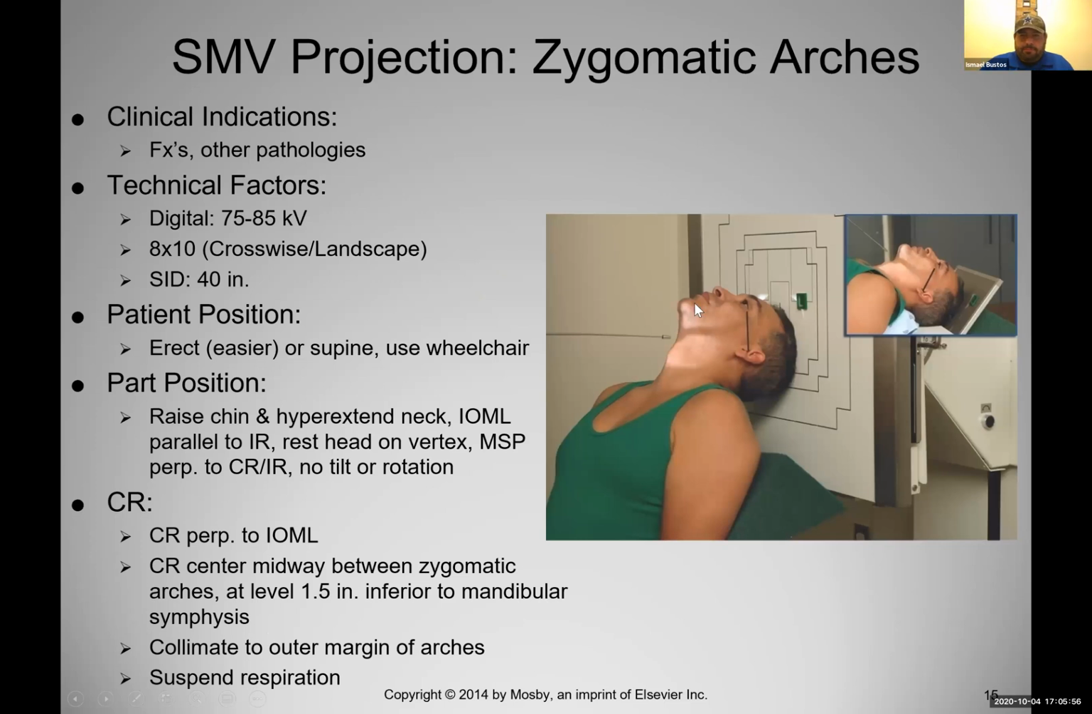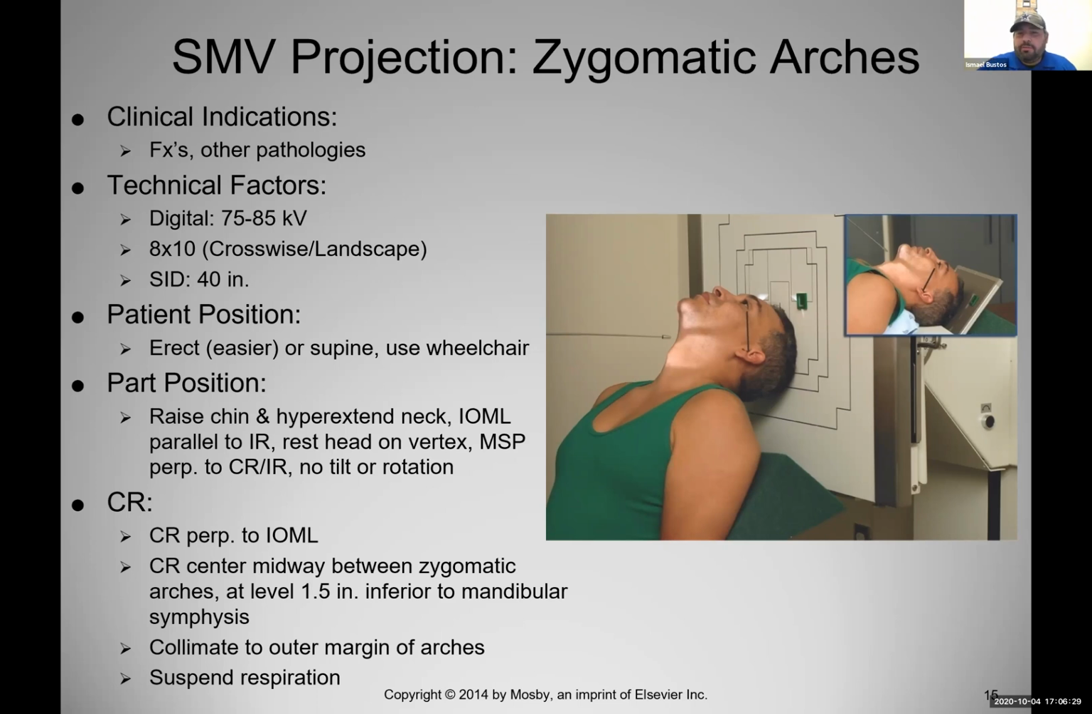First one is the SMV. With the SMV, you want to make sure that you have 75 to 85 kVp, 40-inch SID. The erect position is the easier position because remember, you can put them in a chair and just have their head leaned all the way back. Try to get the vertex of the skull, the top of the head, on the image receptor. Want to really extend the neck to bring the chin up. That way you can have the IOML parallel to the image receptor.